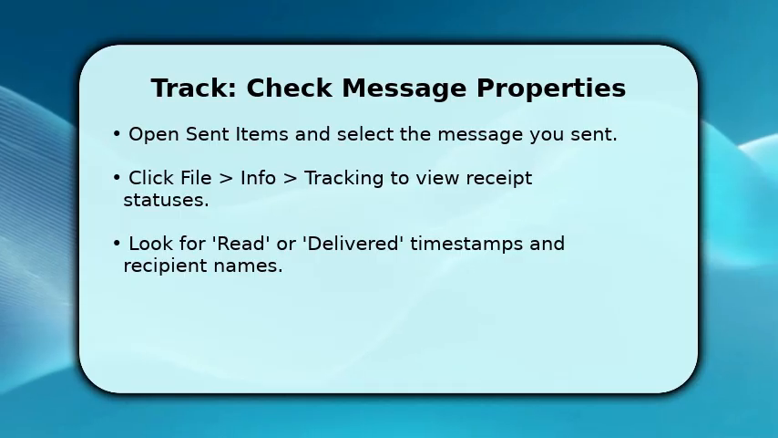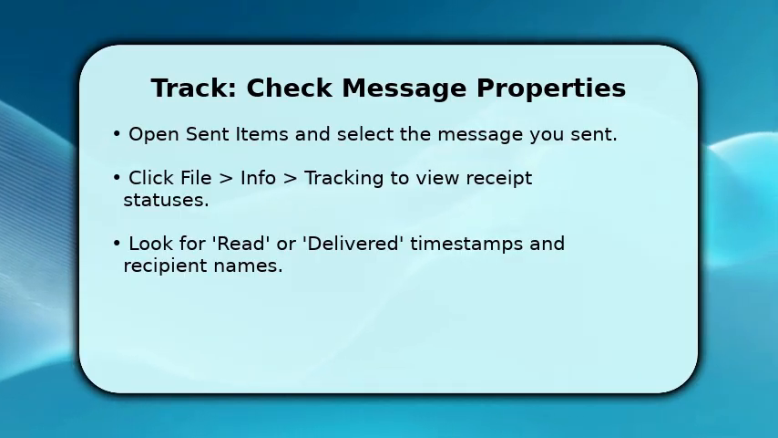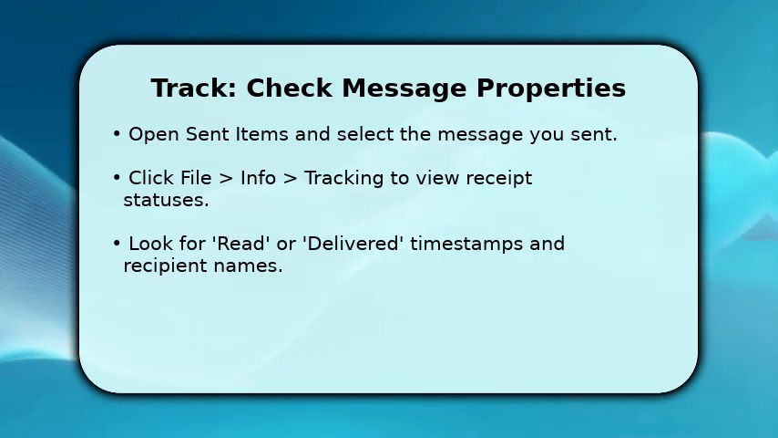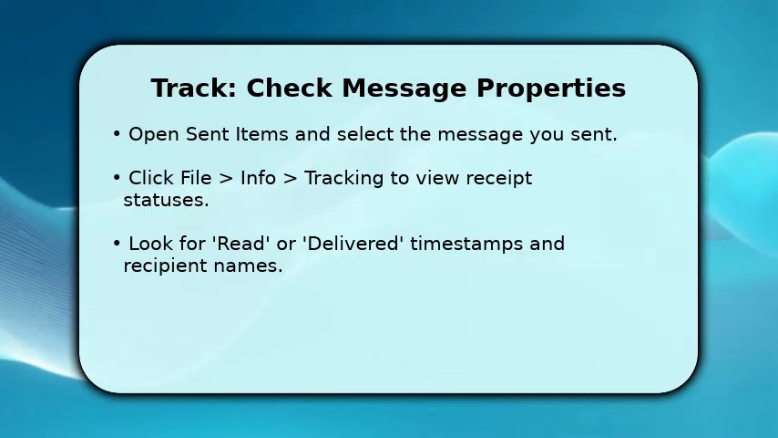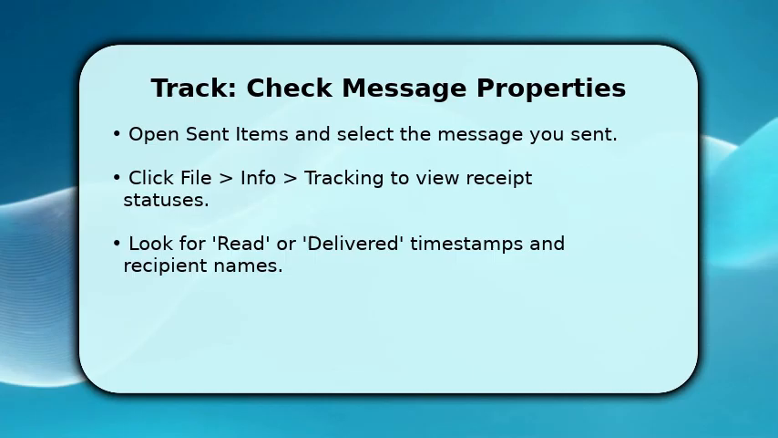Now you check the sent message to see the status. Go to Sent Items, open the message, then choose File and Info, where tracking appears if receipts are returned. The tracking pane lists recipients with delivered or read and shows timestamps when available. Outlook aggregates multiple responses so you can spot who hasn't opened it.